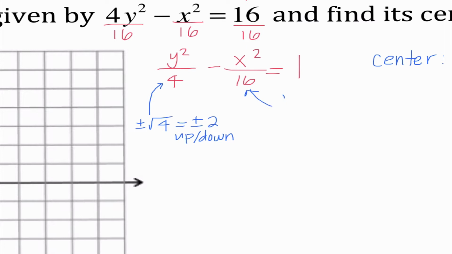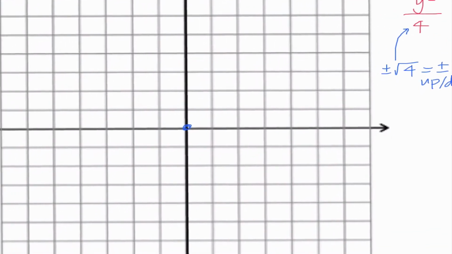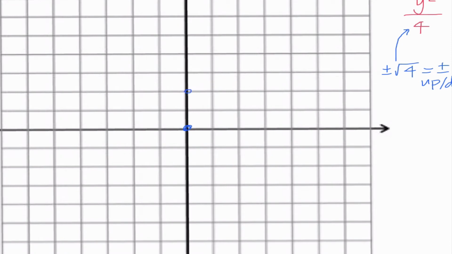With this 16, I'm going to square root that, and that tells me that I'm going to move 4 right and left. So you guys may remember doing this last year, so I'm going to go up 2 and down 2. I'm going to go to the right 4 and to the left 4. And this was the fun shape where we get to draw the box.